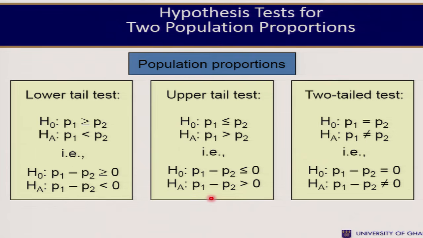Under our hypothesis testing for two population proportions, for the lower tail test, we are going to have an alternate hypothesis of P1 less than P2. And then for the upper tail test, we have P1 greater than P2. And then for a two-tail test, P1 not equal to P2.